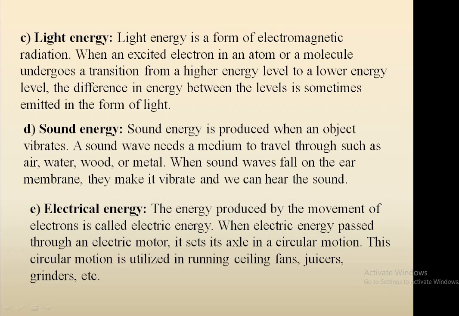Now the next form of energy is the light energy. Light energy is a form of electromagnetic radiation. When an excited electron in an atom or molecule undergoes a transition from a higher energy level to a lower energy level, the difference in energy between these two levels is sometimes emitted in the form of light. That is the basic mechanism in the production of light. Here the light travels as waves and it is capable of traveling through the vacuum also.